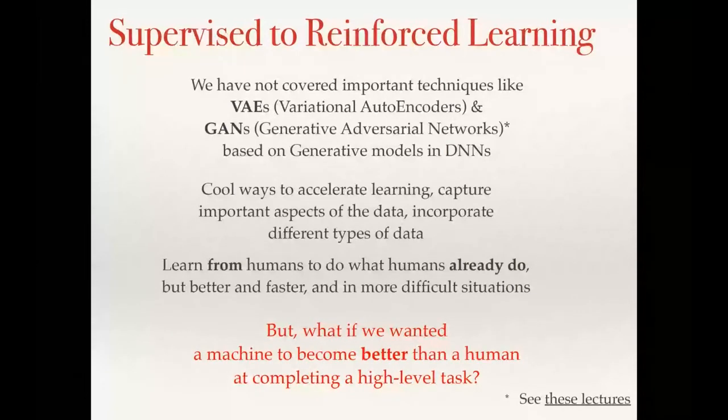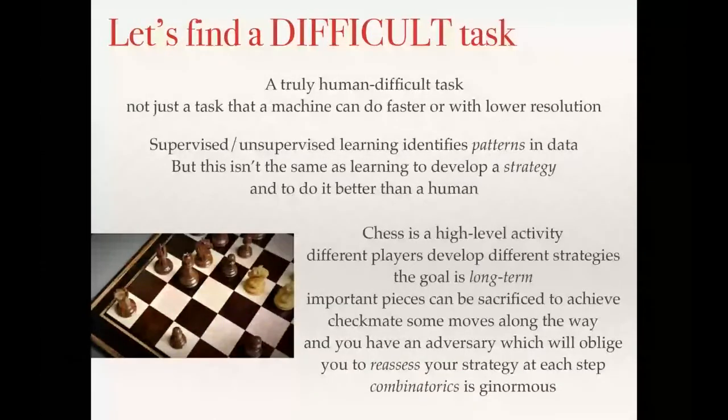You know, it's just a straightforward task. One image, identify it, period. That's it. But when we think about very difficult tasks, tasks that are really like humans, that require strategy, we can think, for example, on chess. Truly difficult task, that is what we will think that is a human. It's not just a task that a machine can do faster or with lower resolution. So it's not a task of simply identifying patterns in the data. But a truly difficult task is probably to develop a strategy. And in doing so, to become better than a human at developing a strategy to, for example, winning a game.